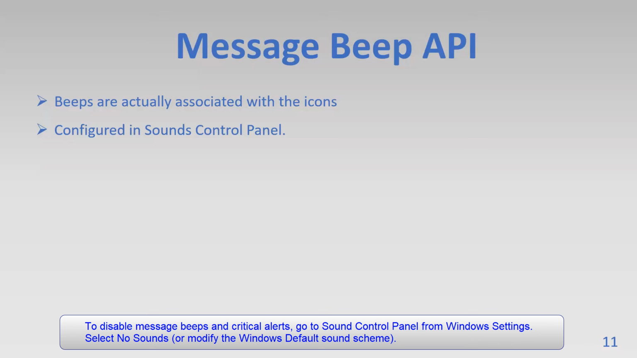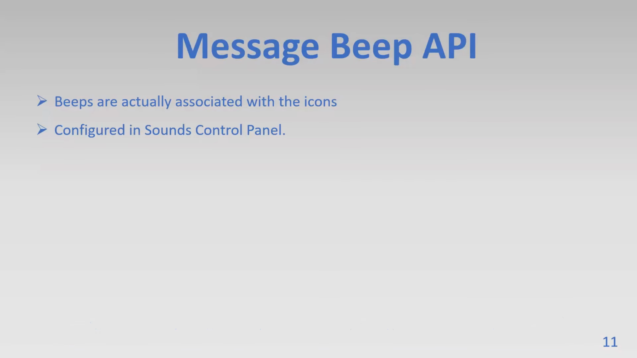So the exclamation mark and the information mark both use, I think it's the asterisk sound, which goes bing, and the critical one is a different sound, which goes bing, because it's a bit more obvious. And funnily enough, the question one has got no sound at all. I'll just go and show you these.